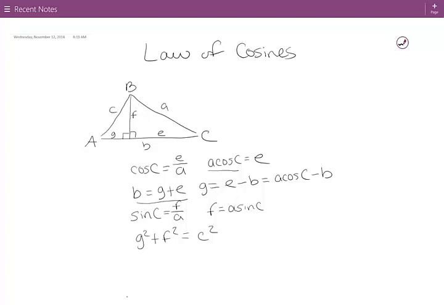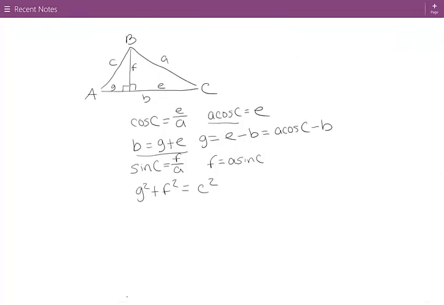So G squared is going to be A cosine of C minus B squared, plus F squared, A sine of C squared, and that's equal to C squared. So this G right here is this, and this F right here is that. Now, we have an equation that deals with the sides of this triangle and an angle C.